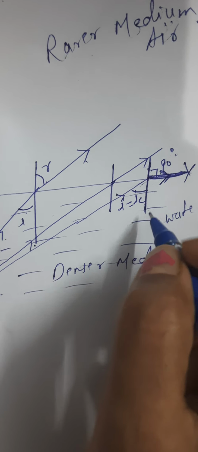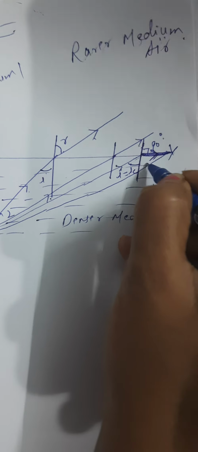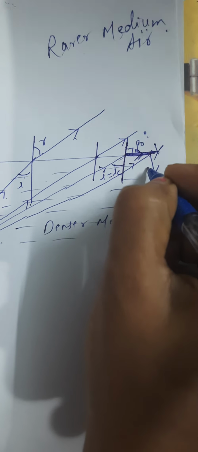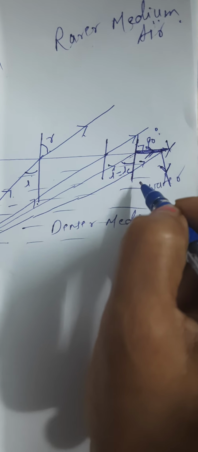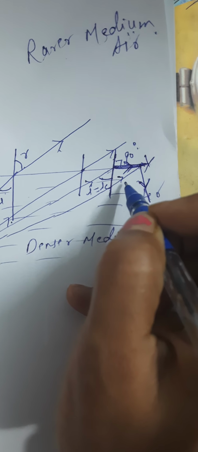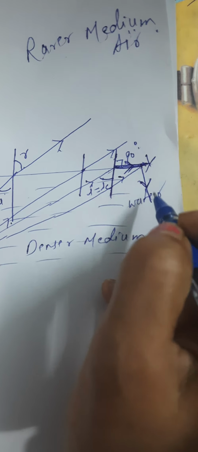Clear? When the angle of incidence is further increased, the ray is not refracted now, but it is totally reflected in the denser medium. What I say is, when the angle of incidence is further increased, the ray is not refracted but is totally reflected in the denser medium.